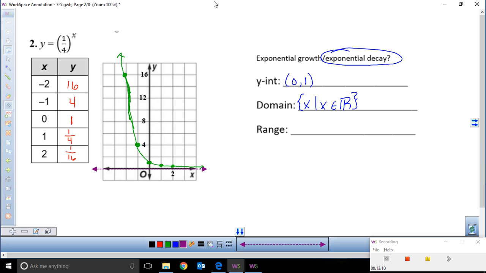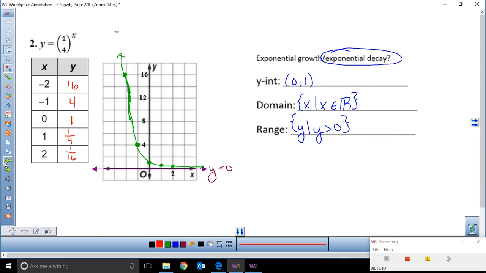So let's draw that in as a dotted line, and we're just going to write the equation for that line, y equals 0. Again, that's our asymptote. That's our boundary that we never cross. And that means that our range is going to be the set of all y's such that y is greater than 0. Alright, so as of right now, you guys have graphed your first exponential functions.